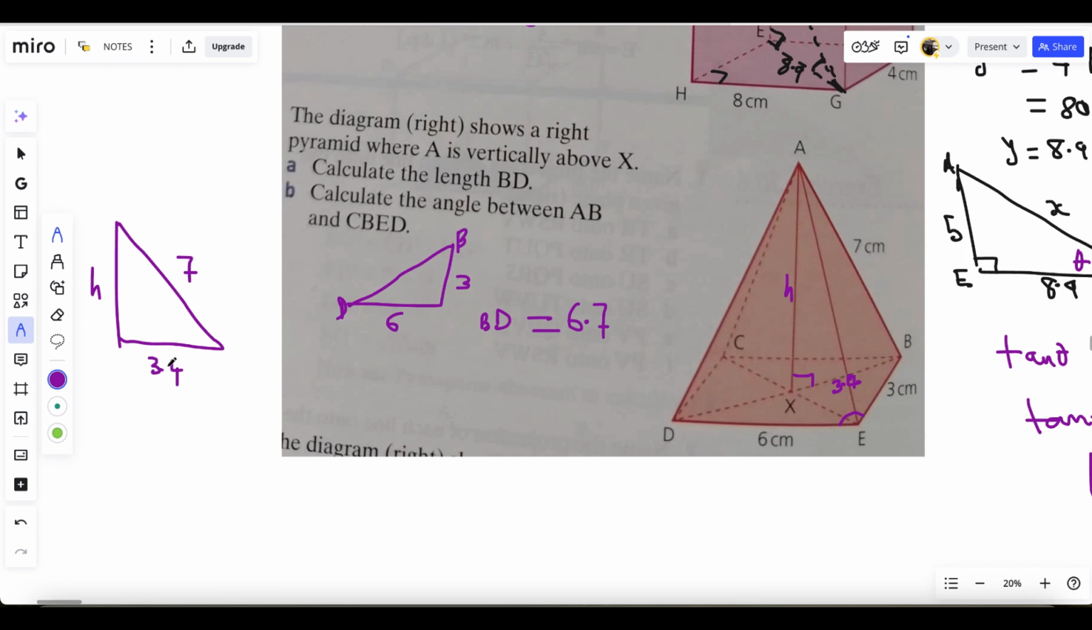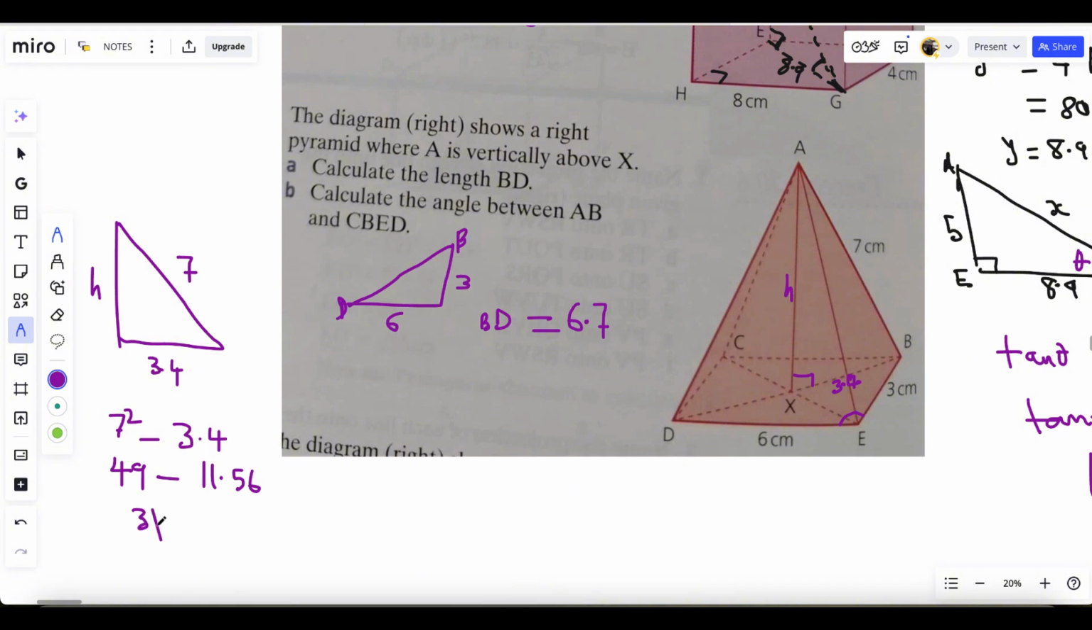So we find the height by subtracting. 7 square, which is 49, minus 3.4 square. So 7 square is 49. 3.4 square, what do we get? 11.56. So subtract 11.56 from 49. What do we get? 37.44. Now find the square root of that number.